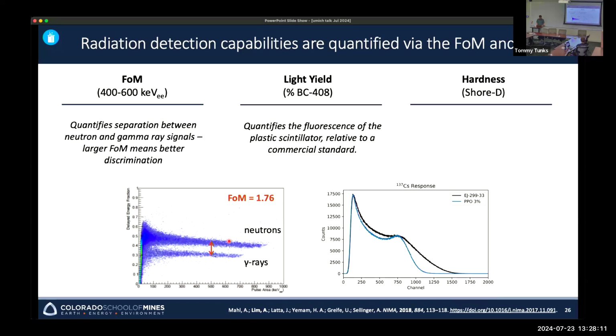So we always compare these in terms of light yield and figure of merit to commercial materials. And so this is light yield of a material that we compare it to. This is a commercial scintillator that we can use to compare light output. And so in this case, I think our light output was a little bit less.